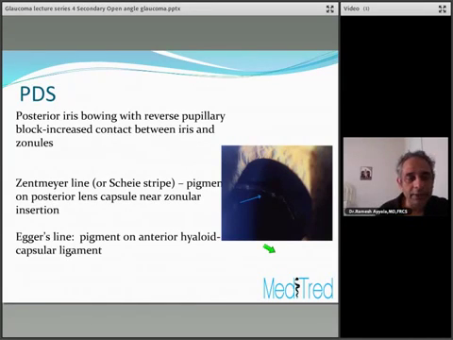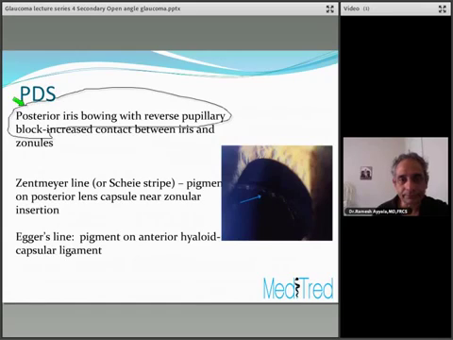There are several other things that you need to understand. The concept of posterior iris bowing with reverse pupillary block. Let me see if I can draw a diagram to explain this to you.